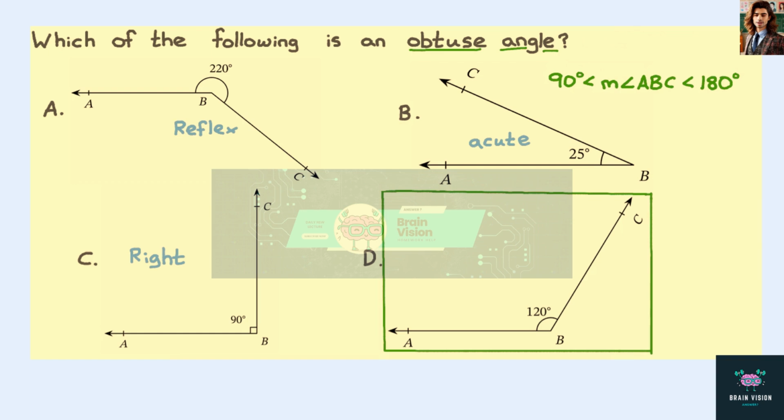Finally, we say that an angle with measure 180 degrees is a straight angle. So, option E is a straight angle, hence only option D shows an obtuse angle.